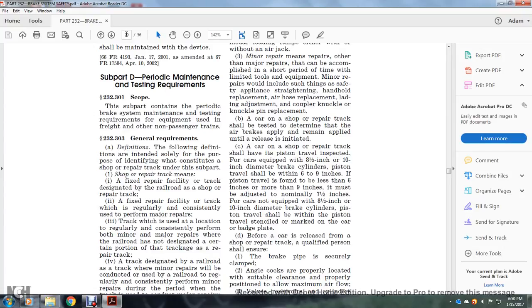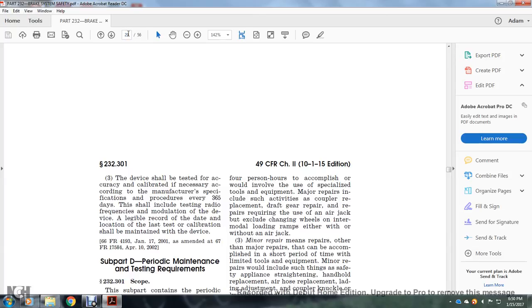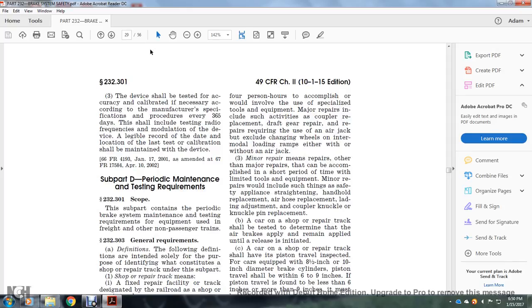Alright, we're on Subpart D, periodic maintenance and testing requirements, for Part 232, brake system safety standards for freight and other non-passenger trains and equipment. The scope of the subpart contains the periodic brake system maintenance and testing requirements for the equipment used in freight and other non-passenger trains. 232.303, general requirements, definitions.